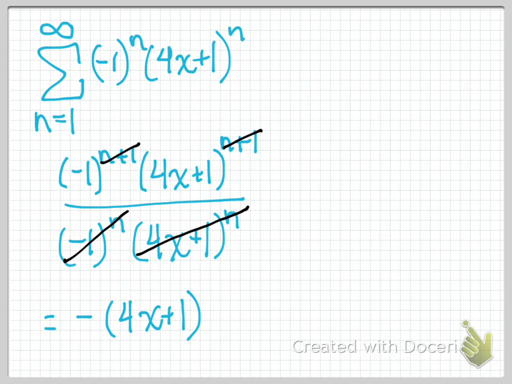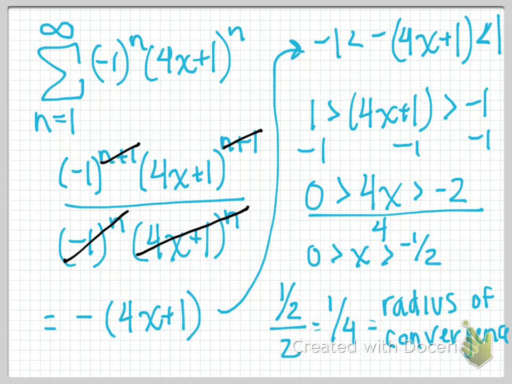Next, we have a series that's a little bit more complicated. It's the sum of -1 to the n times the quantity of 4x plus 1 to the n from n equals 1 to infinity. After applying the ratio test, we have -1 to the n plus 1 times the quantity of 4x plus 1 to the n plus 1 divided by -1 to the n times the quantity of 4x plus 1 to the n. After simplifying, we can remove both terms from the denominator, -1 to the n and 4x plus 1 to the n, and cancel both exponents out in the numerator to leave just -1 times 4x plus 1.